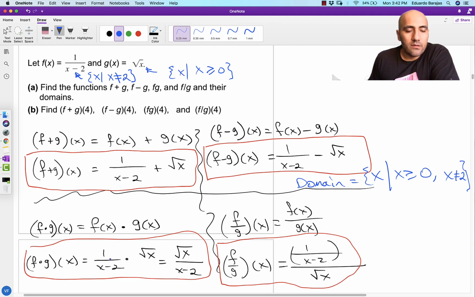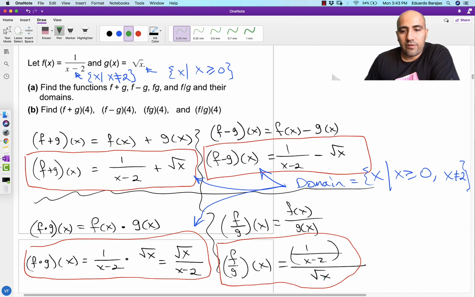What about this one? It's going to be the same domain. You can't have a 2, and that one must be greater than or equal to 0. So that thing is fine. So it's the same domain for this one, it's the same domain for that one, and it's going to be the same domain for that one. What about this one? Well, we have almost the same domain, almost identical.